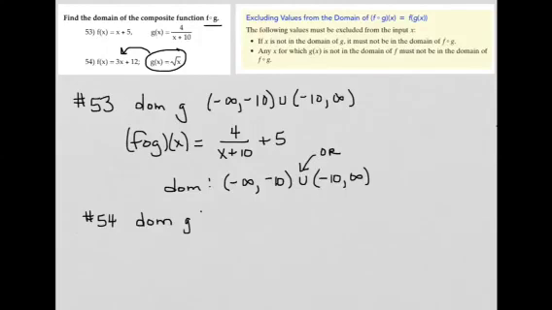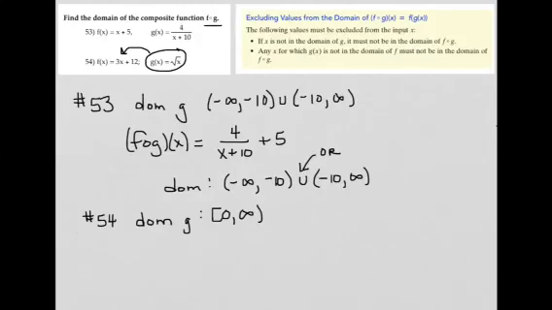So the domain of g, let's see, we have g of x equals the square root of x. So the only values that we can put under the square root are the values from 0 to infinity. So we can take the square root of 0, we can take the square root of anything positive, but we can't take the square root of a negative.